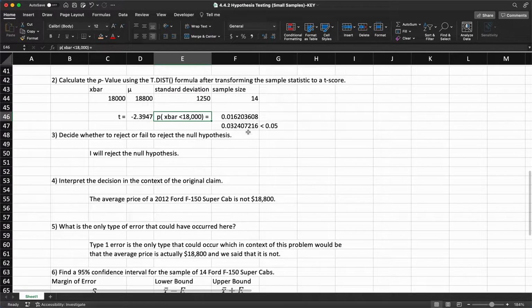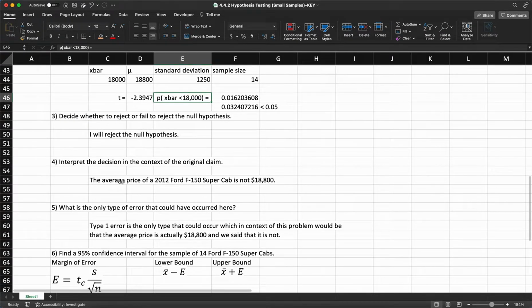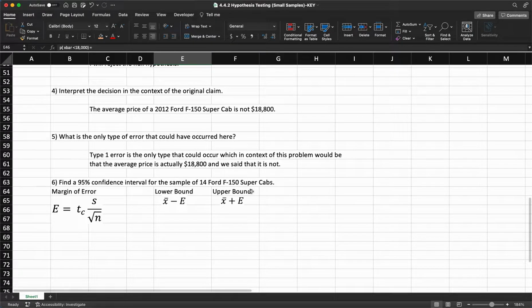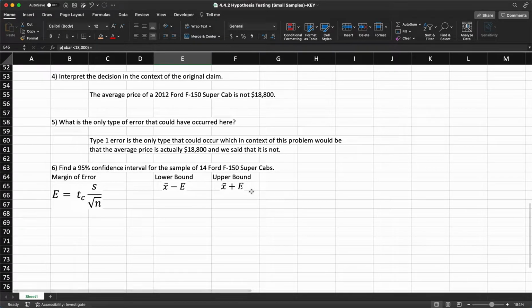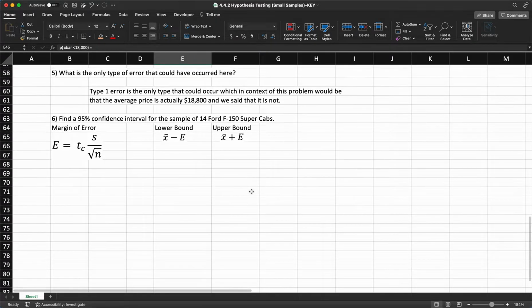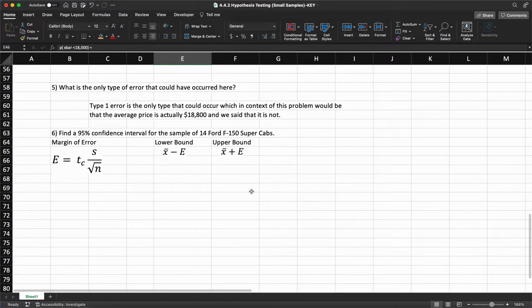So then, since the p-value doubled was less than the alpha value, we rejected the null hypothesis, which means that the average price of a Ford F-150 is not $18,800, which could result in a type 1 error, meaning it actually was $18,800 and we said it wasn't. So now we want to find a confidence interval for this same problem.